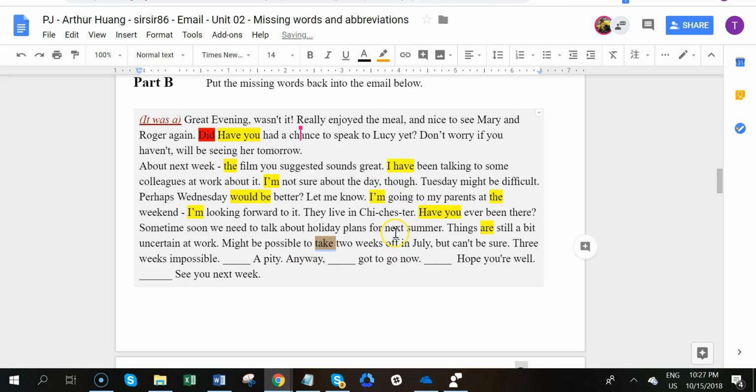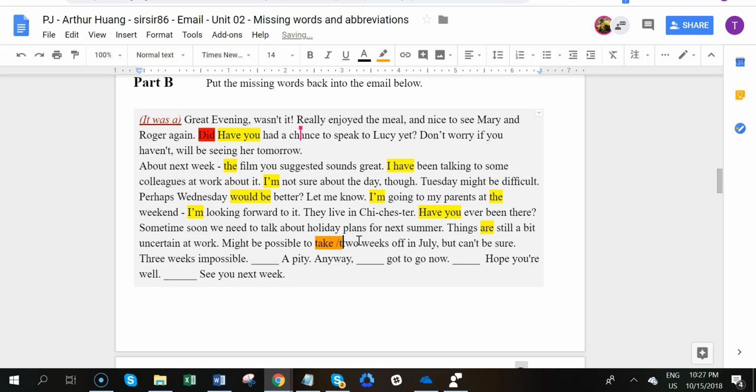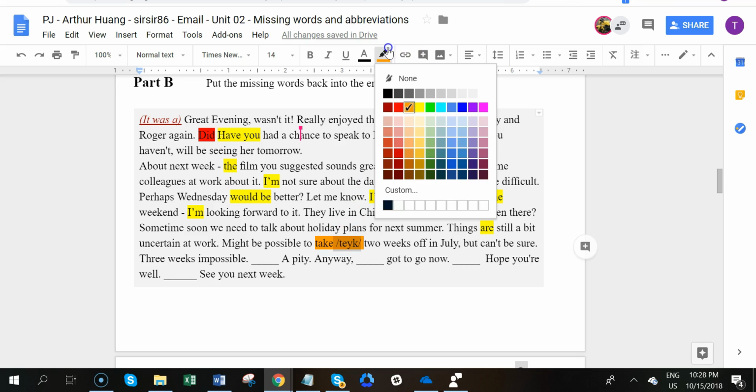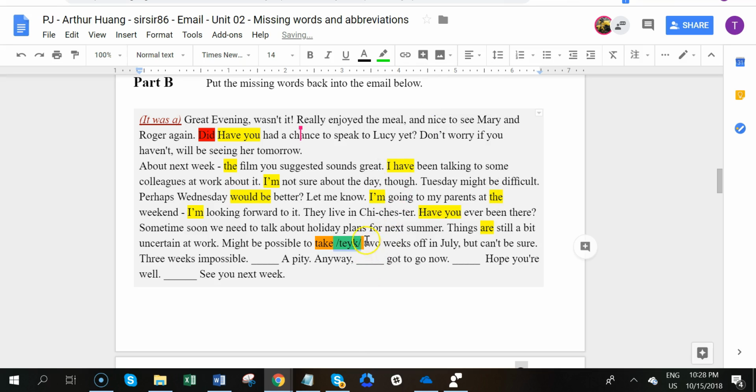3 weeks impossible. Okay, so can you please read this word first? To take. Okay, you read it like tech, but the correct pronunciation for that is take. Take. Yes. Don't forget to pronounce the sound of Y. Take. Yes. Just like pain, shame, plain, right? Okay. So can you please continue here? It's a pity. Okay. It's a pity, right?